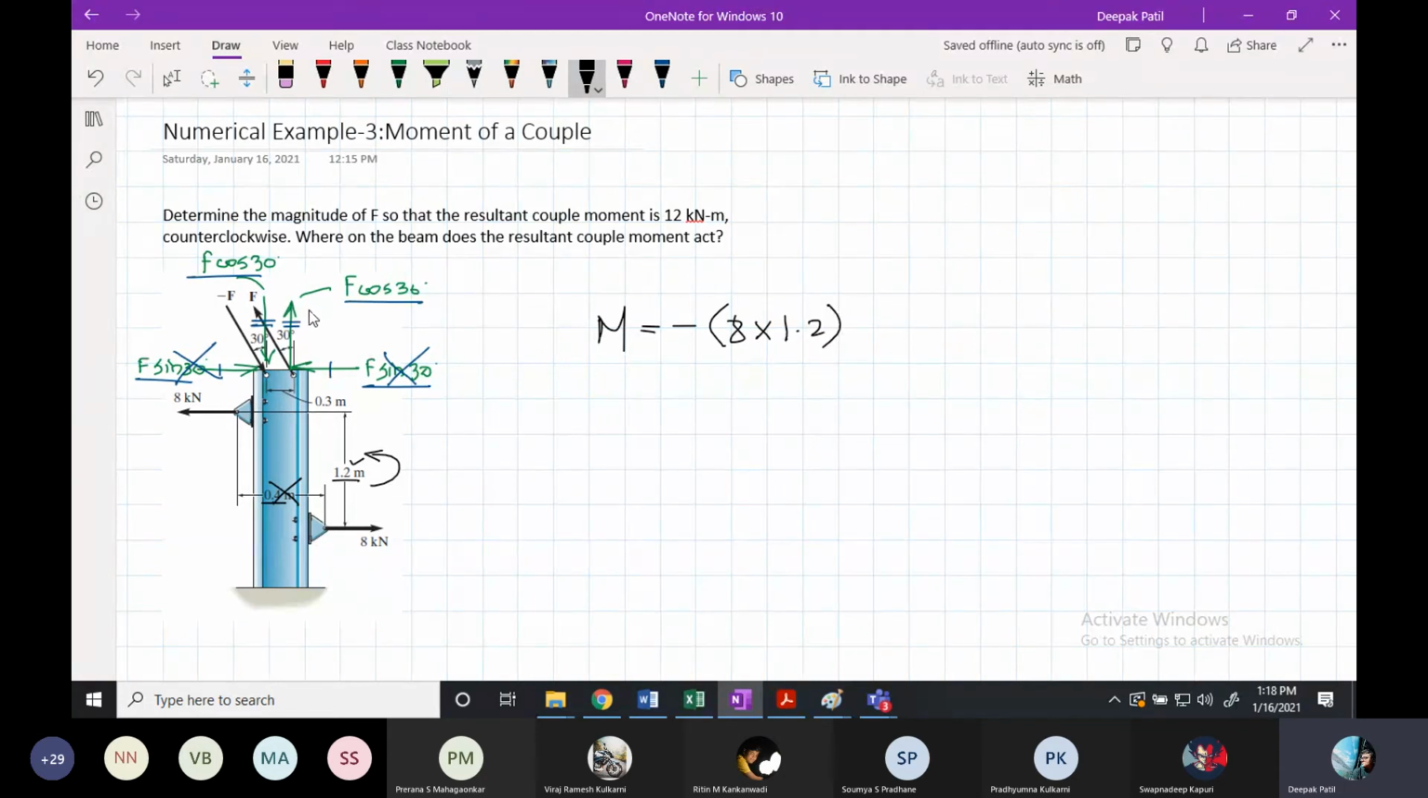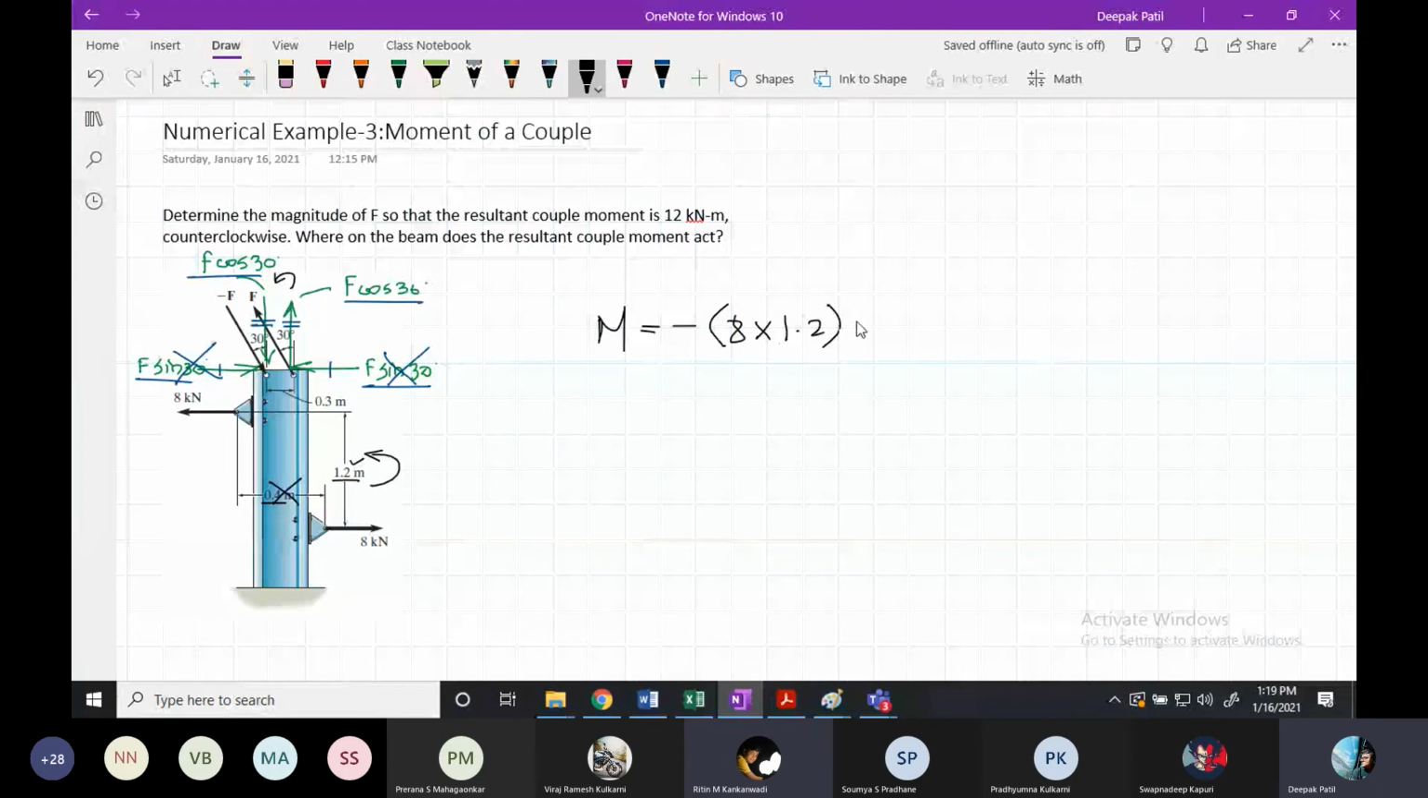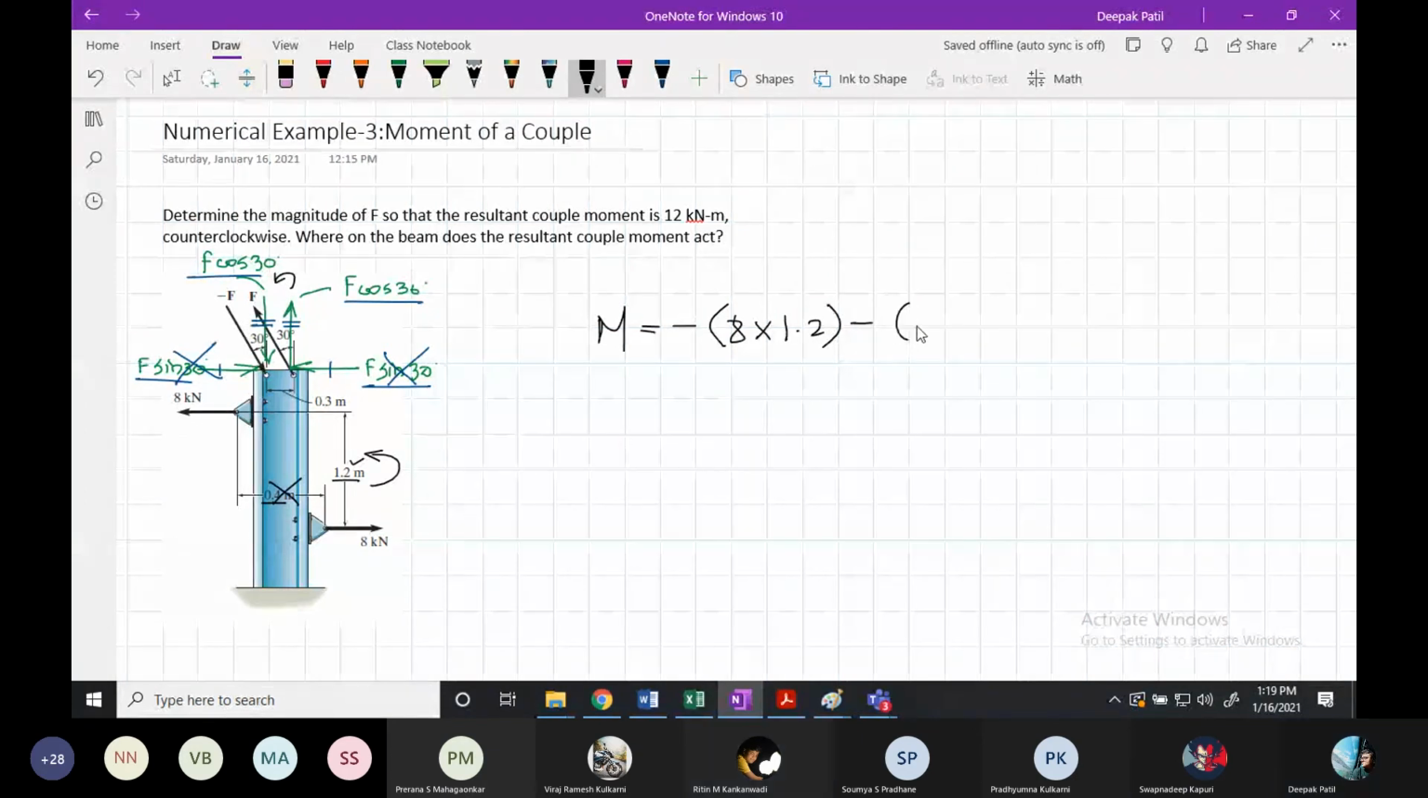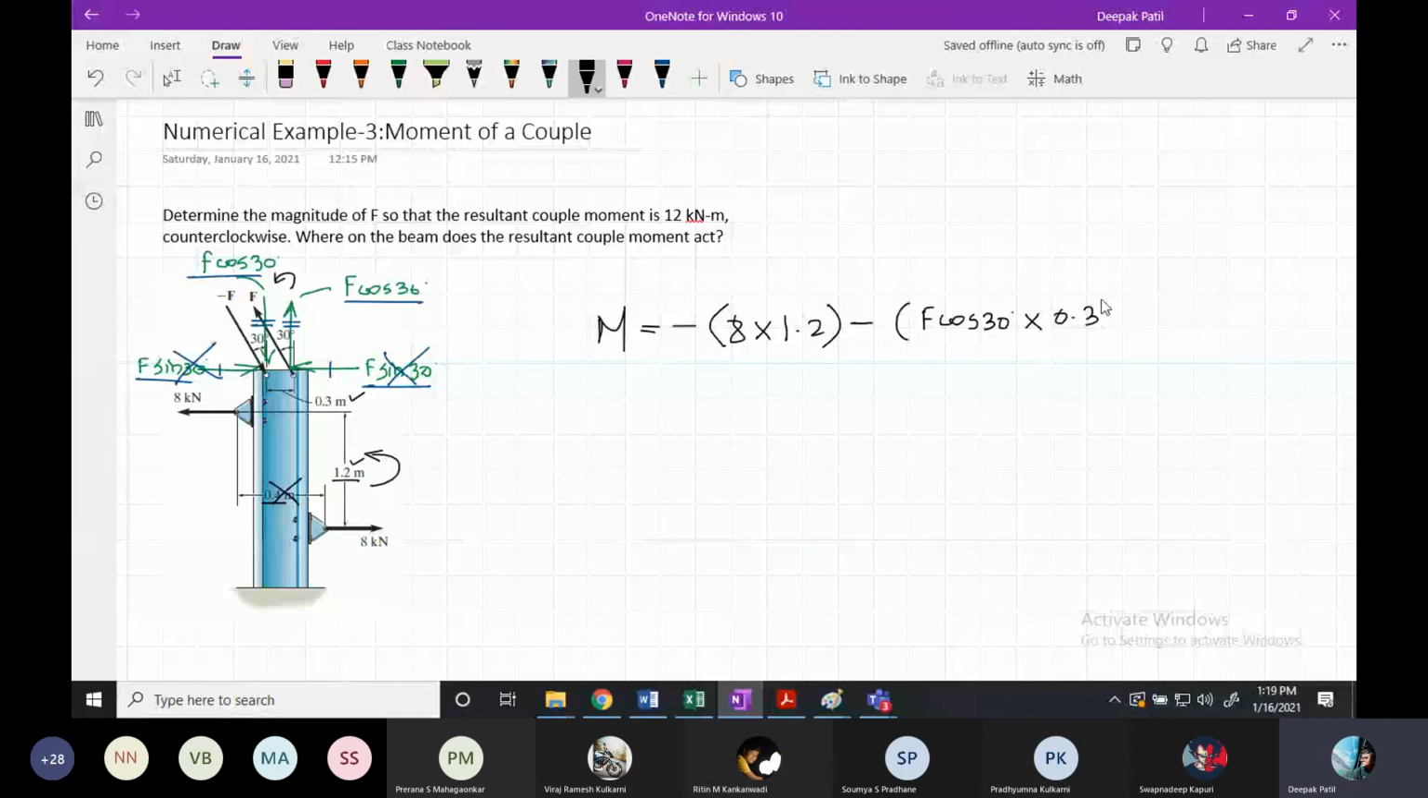Okay, now let me come to these two forces, that is F cos 30 and F cos 30. Tell me whether they will cause clockwise or anti-clockwise? Anti-clockwise. Perfect. They are causing anti-clockwise, so I should write minus F cos 30 multiplied by, and what is the perpendicular distance? Yes, not 0.4, it is 0.3. Multiplied by 0.3.